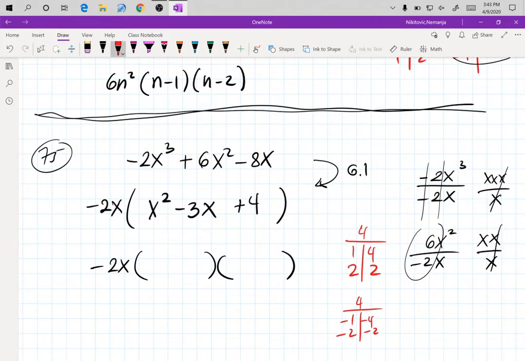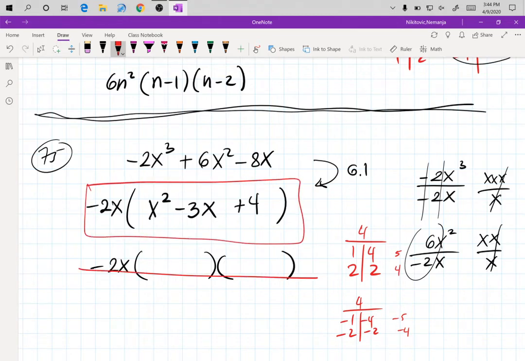So now, which one adds to negative 3? Well, this one adds to 5, this one adds to 4, this one adds to negative 5, this one adds to negative 4. None of them. None of the pairs work, which means we're done here. Cannot factor further.